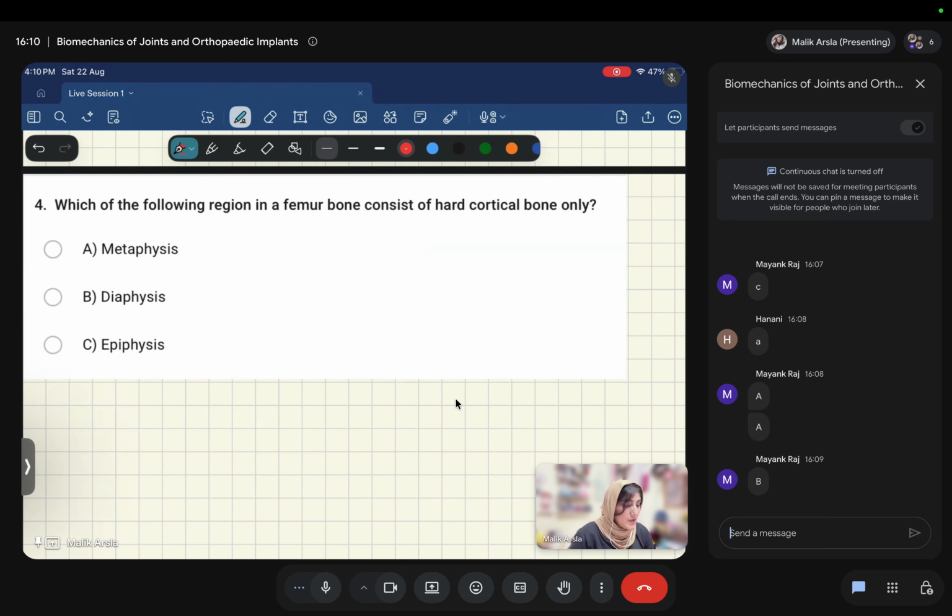Okay, so would you like to explain what this metaphysis, diaphysis and epiphysis means here? Any one of you? Since Mayank you answered first, that's why I'm asking you.